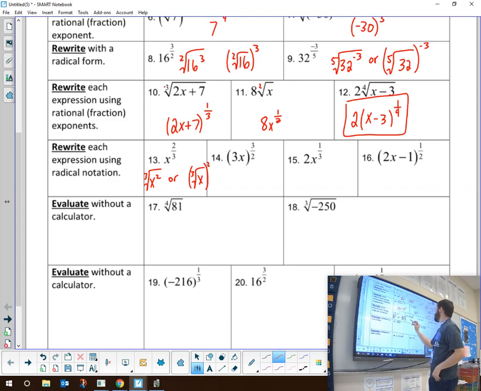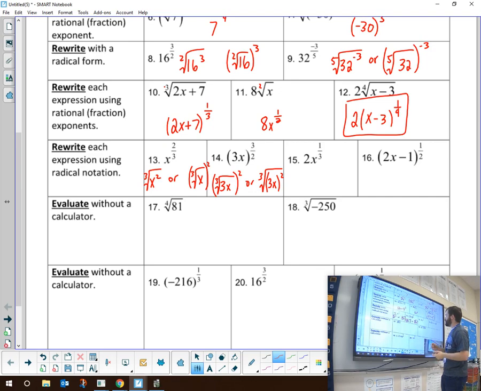Same thing goes here. We're going to have 3x on the inside of my cubed root squared, so make sure you leave the parentheses inside here, or you can write it as the cubed root of parentheses 3x squared, because that squared applies to both the 3 and the x. So parentheses matter a lot in today's lesson.